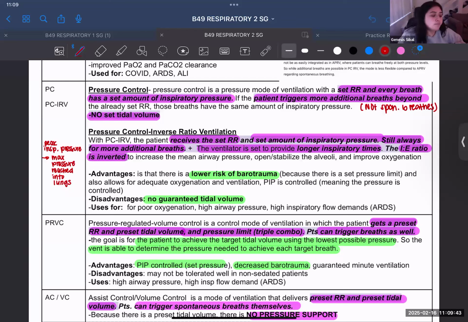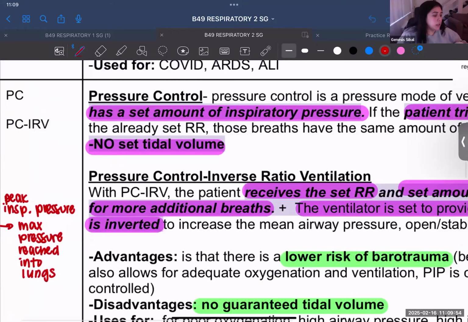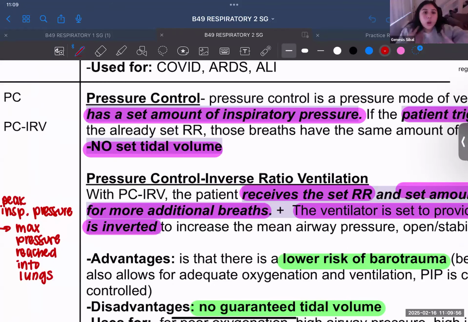Okay, so basically, every single breath has a set amount of pressure. Well, what did I just say this mode was? It's pressure control. So they don't have a set tidal volume, obviously, as you can see right there. Where in the name does it say volume, right? So they're just saying, I am controlling the amount of pressure. That's literally it. For every single respiration, I'm controlling the amount of pressure.